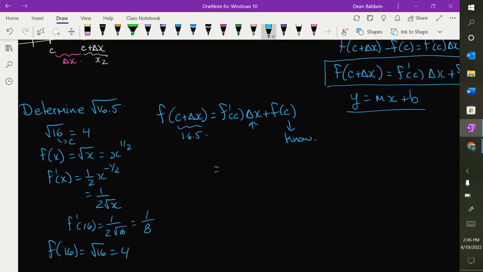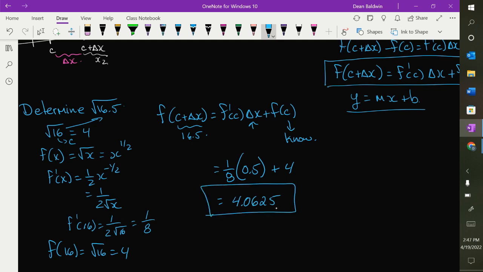So then I just plug it in. I go f prime of c, which is 1/8. The delta x is how far my known is from what I'm trying to find. So from 16 to 16.5, that is 0.5, plus f of c, which is 4. 1/8 times 0.5 plus 4 is 4.0625. And that is your answer.